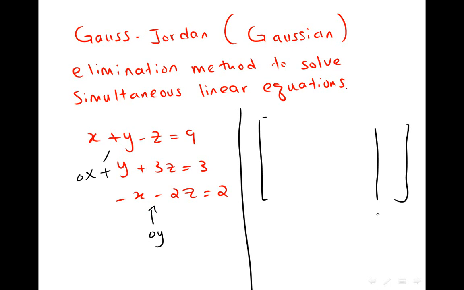Okay, here I'll start. The leading coefficient is 1. Here the leading coefficients are 1, 1, minus 1. So I'll write here 1, 1, minus 1. And in this place, you're going to write the right hand side. For the first row, it will be 9. Here, 0, 1, 3, and the right hand side will be again 3. Here, minus 1, 0, minus 2, and the right hand side is 2.